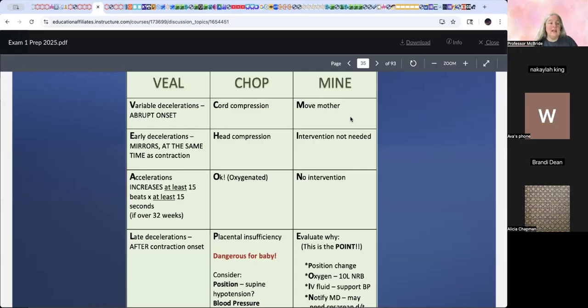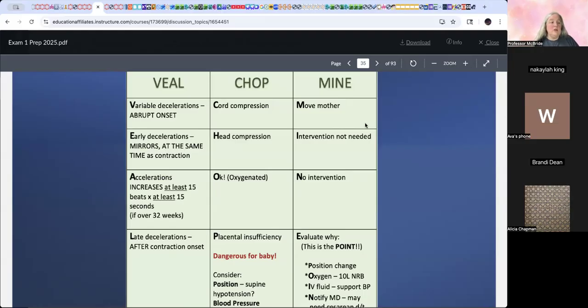In real life, if I suddenly see variable decelerations on my monitor, I'm going to go in and adjust the mom. Okay. If this isn't fixing my decels, I need to think, what's putting pressure on the cord? Sometimes the baby's holding their cord and squeezing it. Sometimes the cord is wrapped around the baby a bunch, and no matter what position I put the baby in, we're getting pressure on the cord. Sometimes it's a cord prolapse. Okay, and you don't know. You just are seeing variable decelerations.